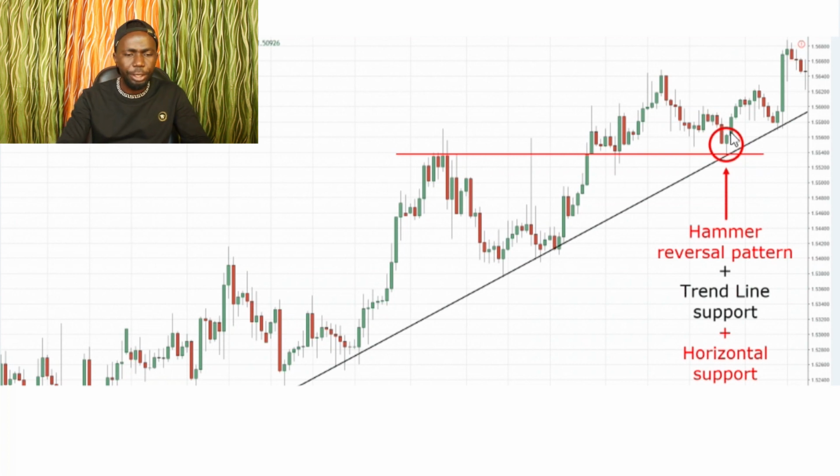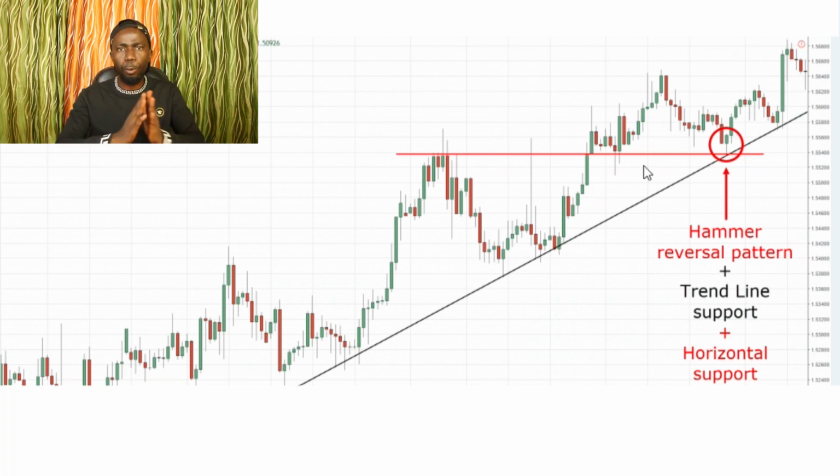So like I said, you need to wait for this hammer to close for you to place a buy trade, and then your stop loss can be below the trend line, right? Then you can clearly see the price went up, came back again to test the trend line, and then continued going up. So this is how you trade the trend line.